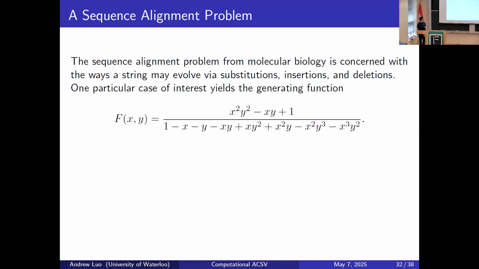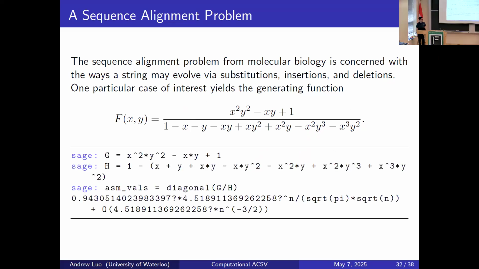An application of multivariate generating functions comes from molecular biology. So maybe you're interested in the number of ways that strings, like DNA sequences for example, may change over time. One particular such sequence that was studied by Pimentel and Wilson was this bivariate generating function. And now our program can just compute it automatically.